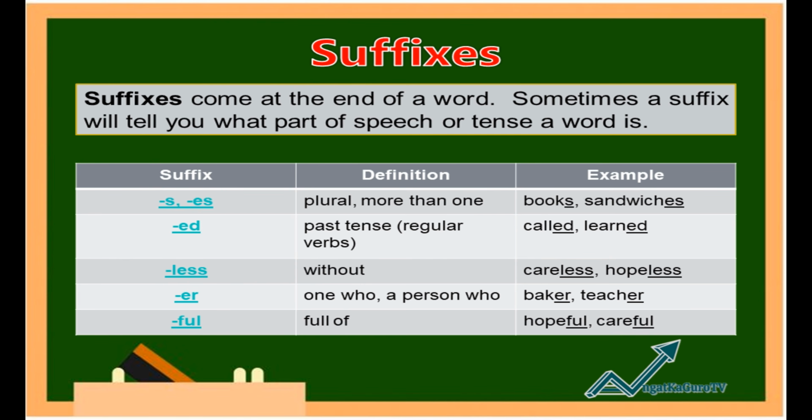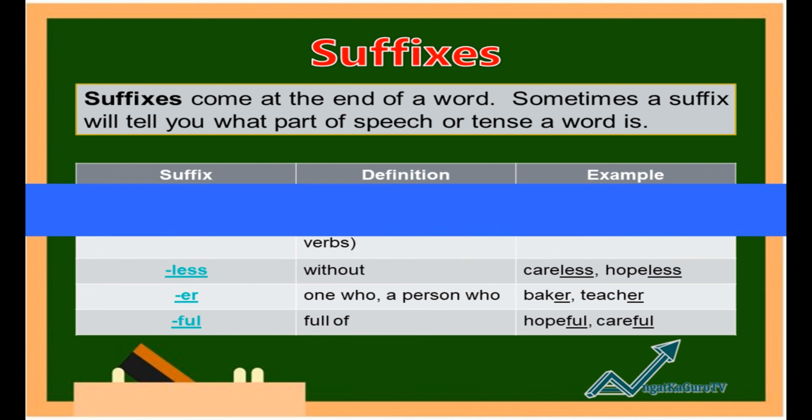Er means one who, a person who. Example, baker, teacher. Another suffix, ful. Definition, full of. Example, hopeful, careful.